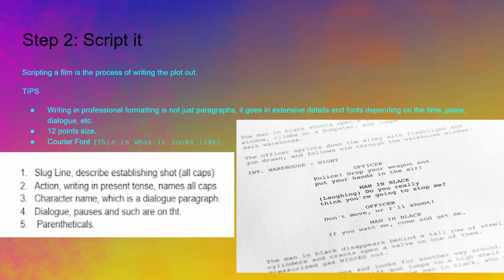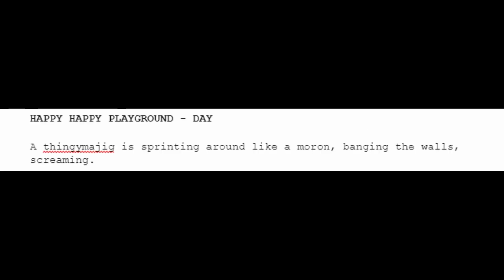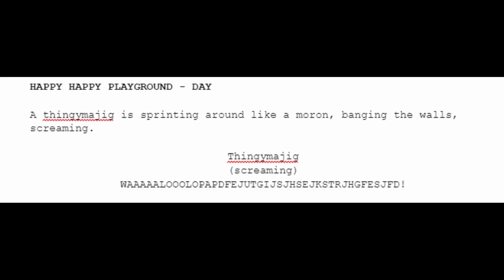The first one is a slug line, used to describe establishing shots like happy, happy playground, day. The second one is used for action scenes, like a thingamajig is sprinting around like a moron, banging the walls screaming. The third one is a character name. Now, you can describe Thingamajig as any way you want.